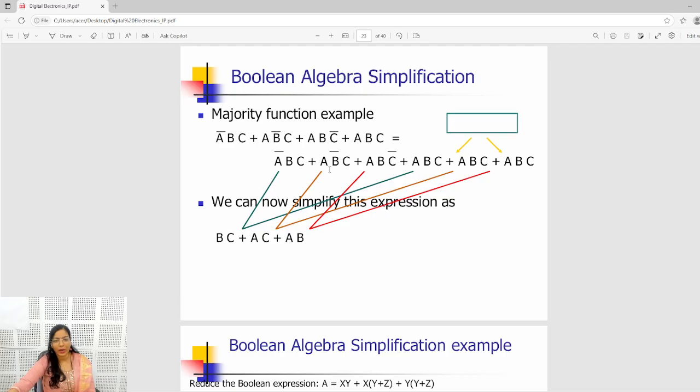Similarly, in the orange one we can take common a and c, and we get in bracket b plus b bar, which is again equal to 1, so we get the term AC. In the red one, we can take common AB, and in the bracket we get C plus C bar, which is again 1, so we get the simplified one as AB. So the answer to our question, which was this big, gets to this, which is what simplification is.